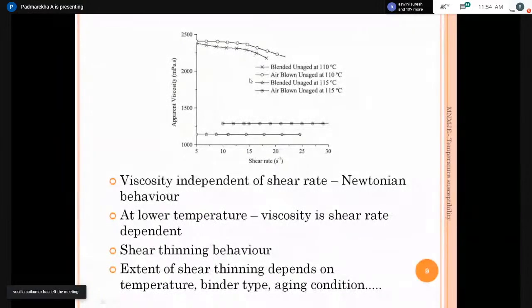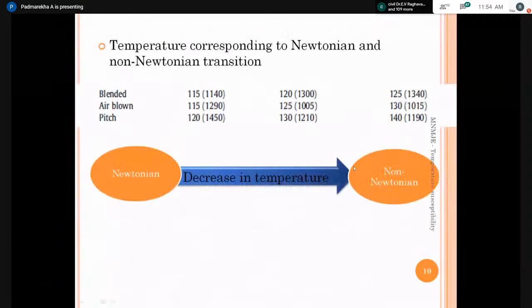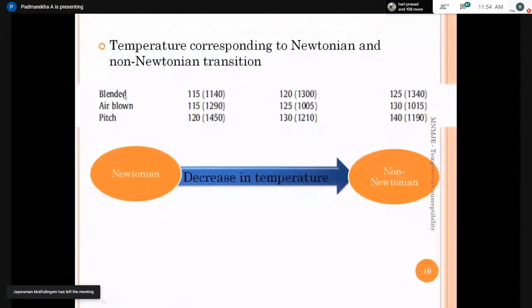As I pointed out before, shear thinning characteristics depend on temperature, and also on the binder type, aging conditions, and many other factors. Now this is one such table taken from our publications. Let us focus on this blended bitumen, a VG30 bitumen. There is a transition happening from Newtonian to non-Newtonian as the temperature decreases.